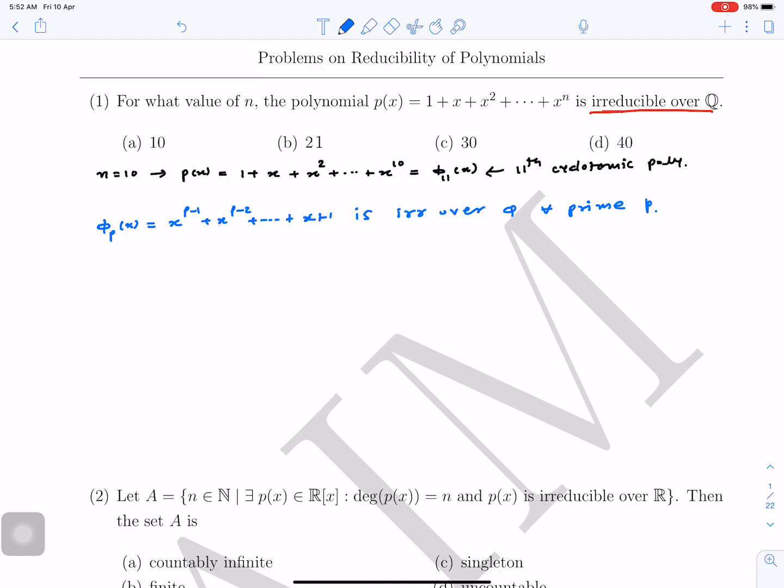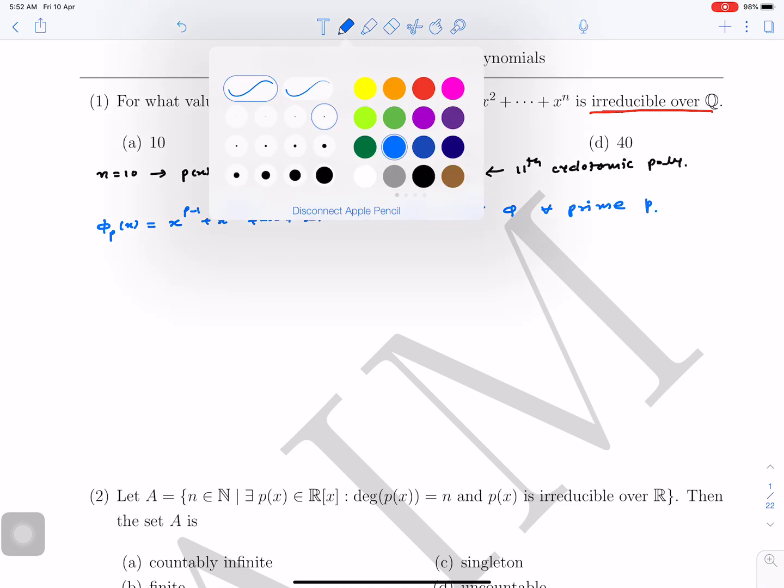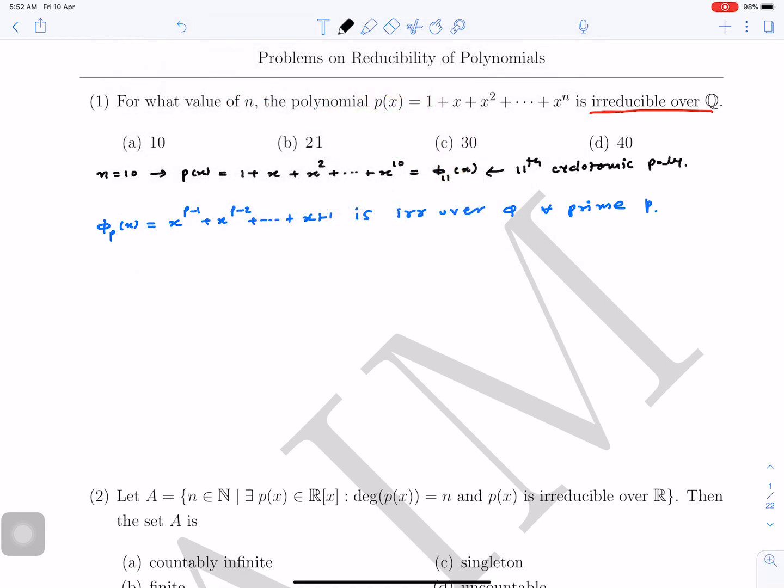So here 11 is prime, so this one is irreducible over Q. So for n equal to 10, the given polynomial is irreducible over Q. So the first option is correct.